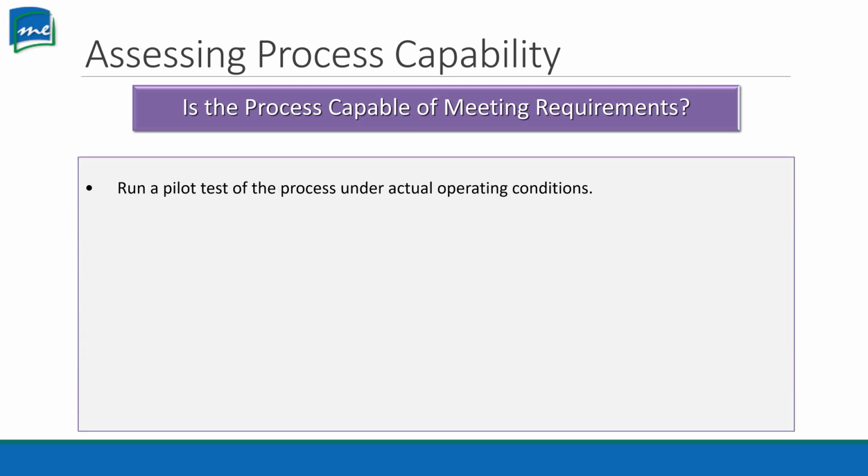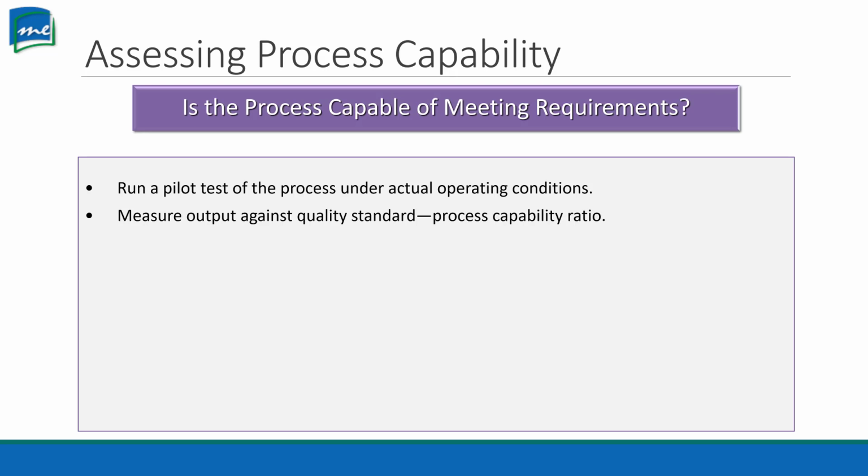So we need to run a pilot test of the process under actual operating conditions. Run the machines at their capacity. Run it, because we need the data. The data is essential. We need to measure the outputs against a quality standard. Now, this quality standard is given to us.